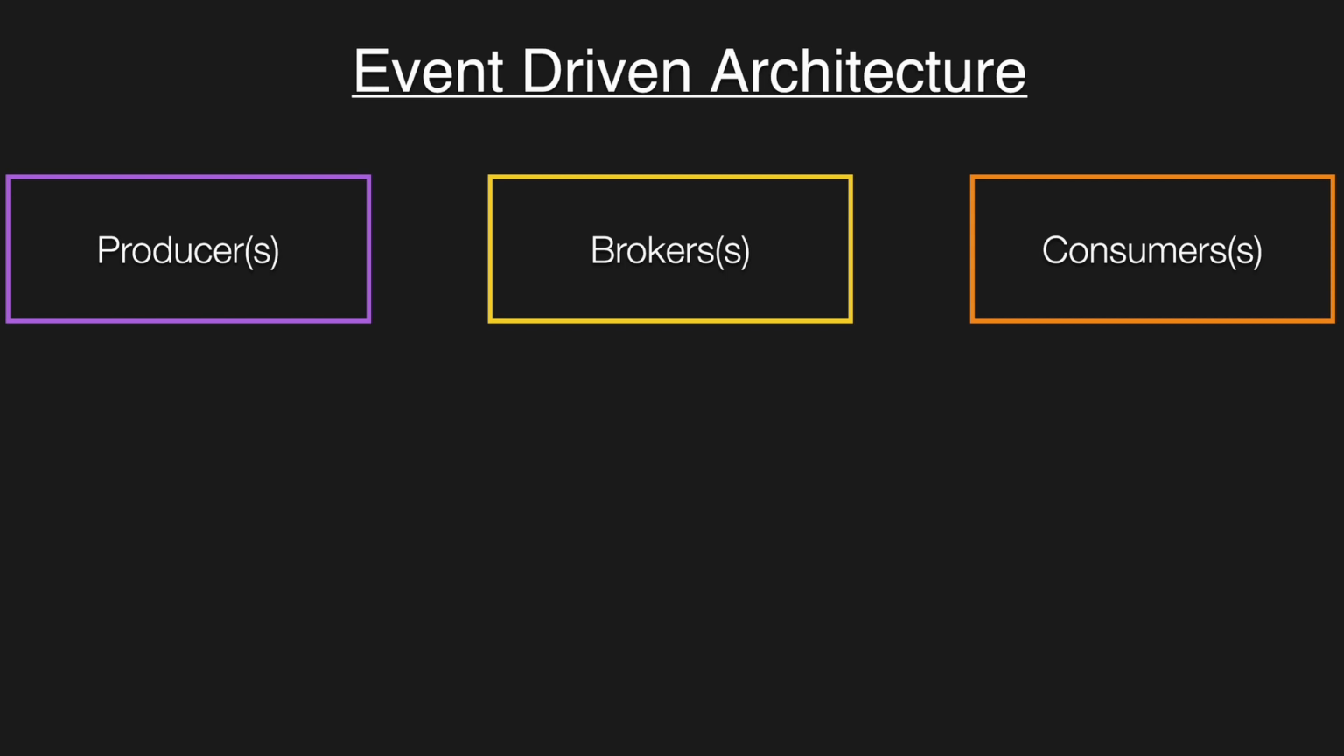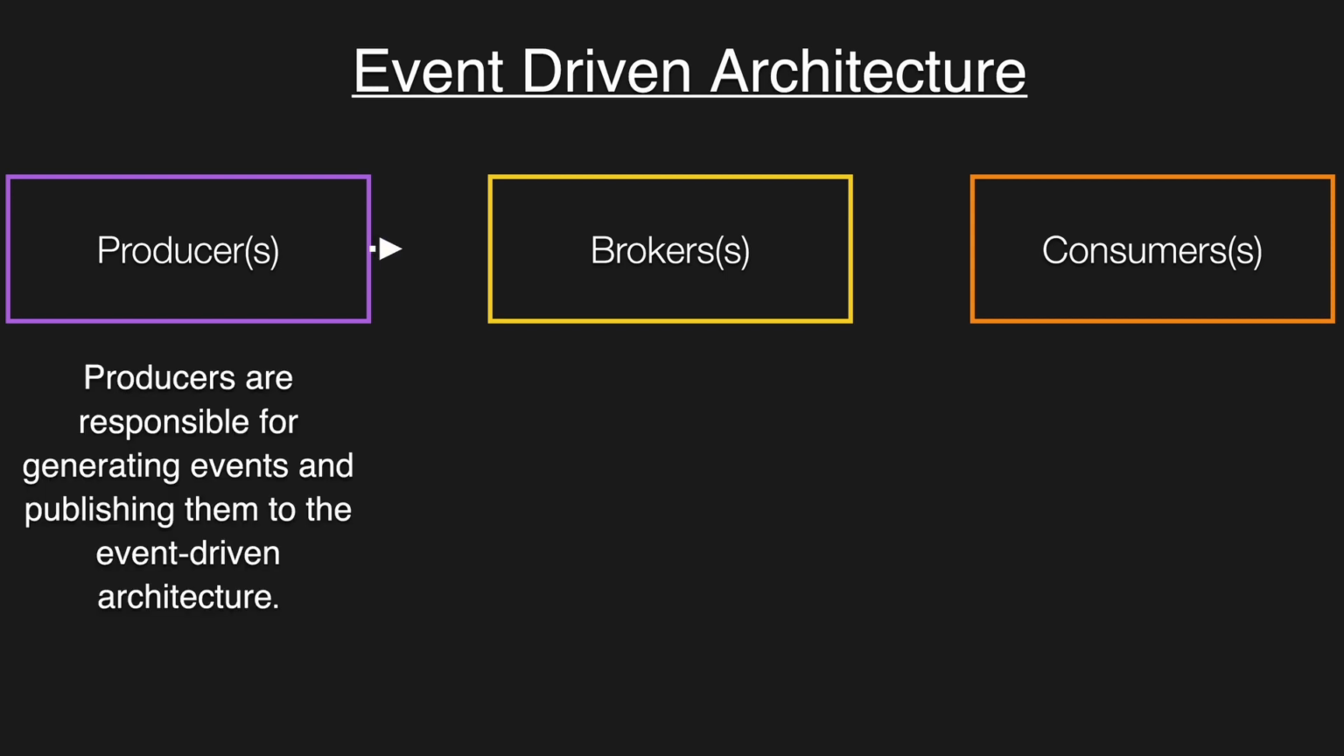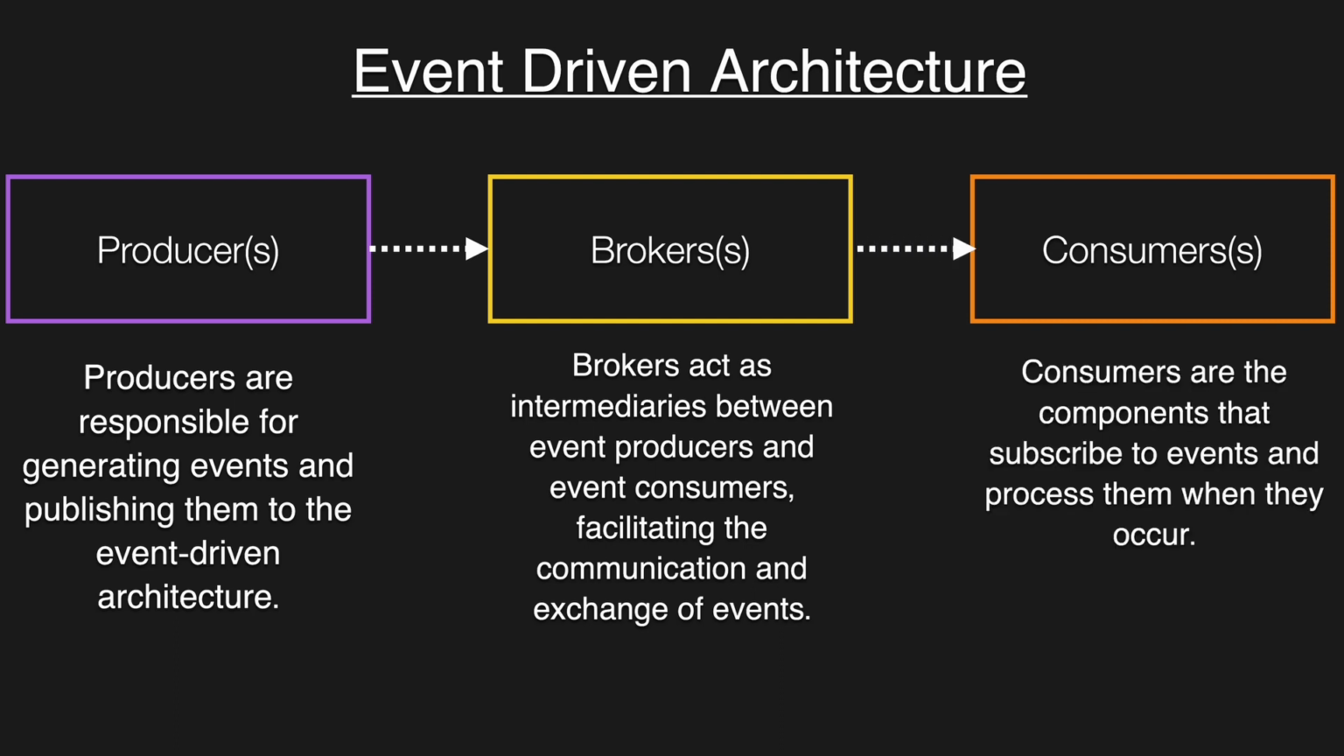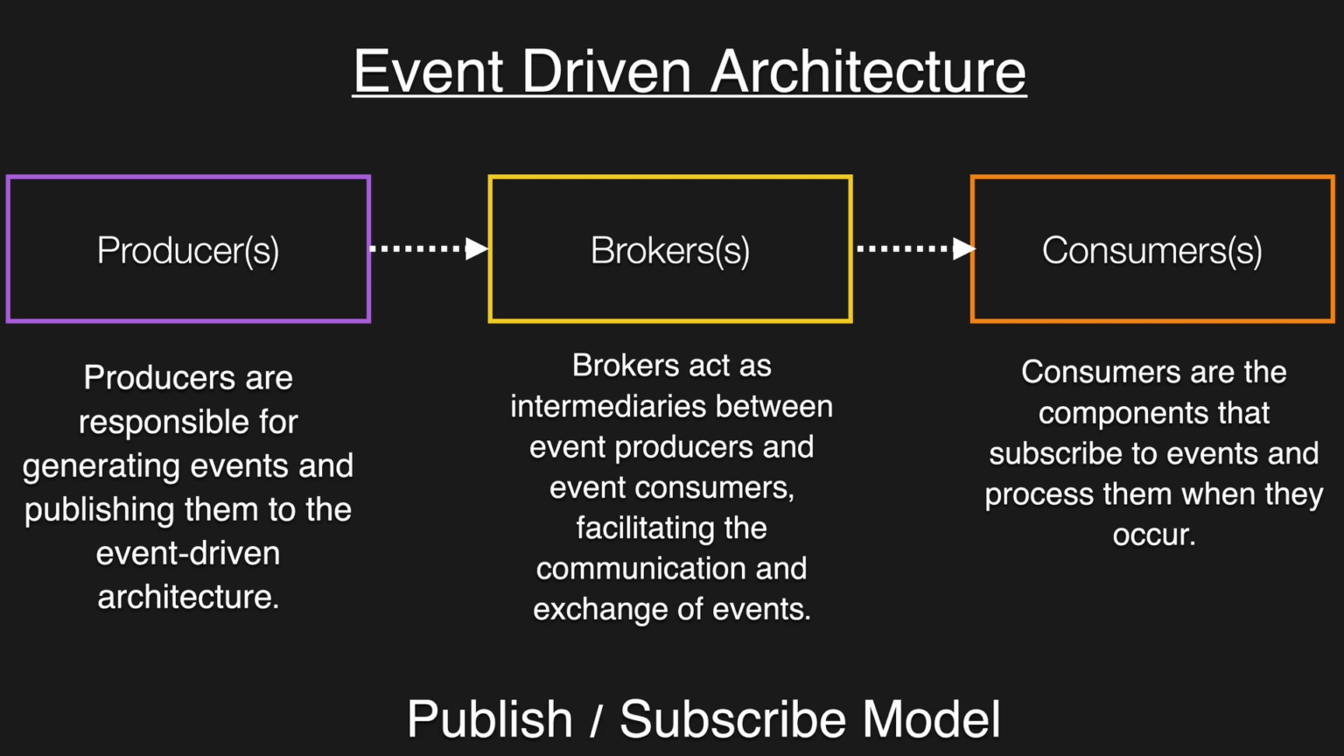Producers publish events that are received by the broker. The broker is the middleman that coordinates all the events and distributes them to all the consumers that have subscribed. The consumer is able to process that data independently of knowing whether the producer is still active. This is generally referred to as a publish and subscribe model, or pub/sub.